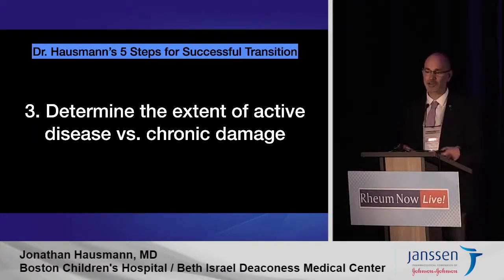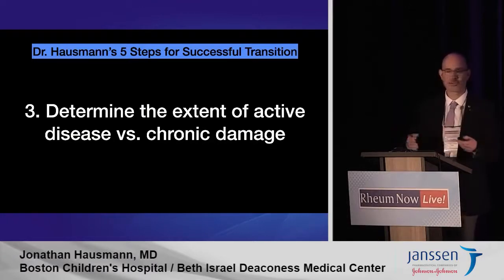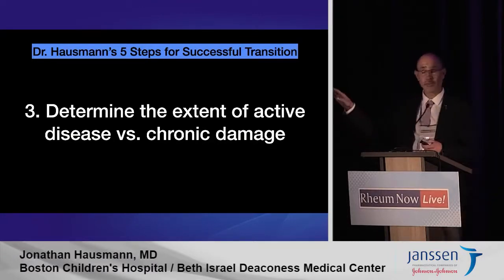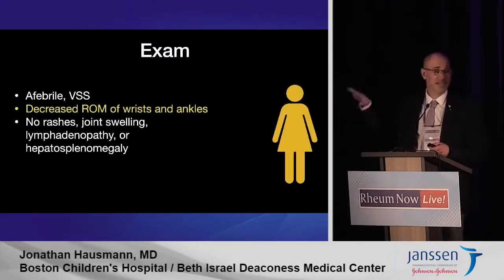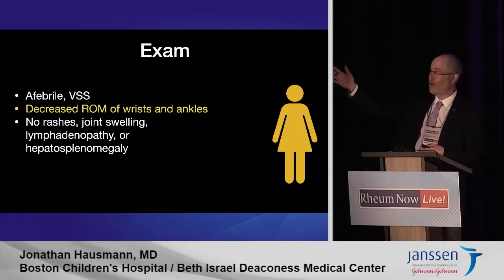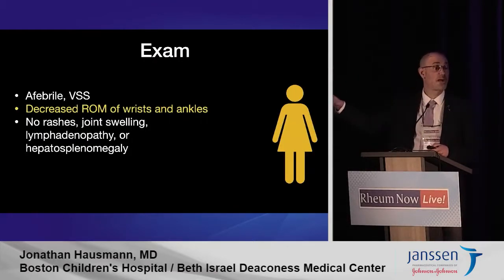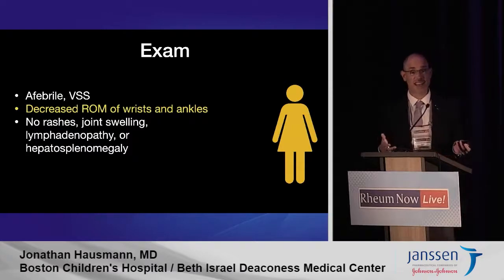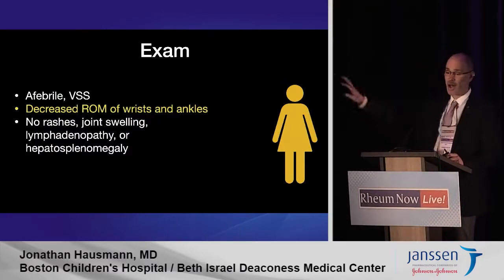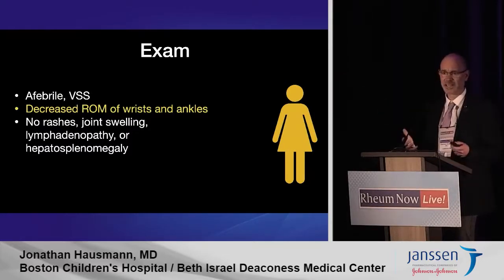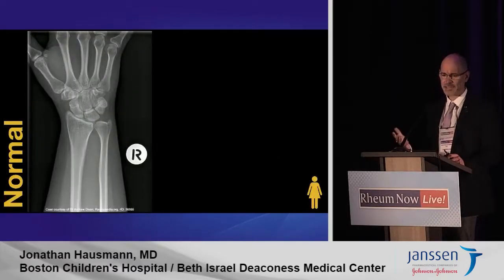So the next step is to determine the extent of active disease versus chronic damage. Remember, by the time that I saw my patient, she's 24 and has had arthritis for 20 years. So does she have active disease? Does she have chronic damage? On her exam, she was afebrile. She had decreased range of motion of the wrists and ankles, but really didn't have any joint swelling that I could appreciate. And then I got some baseline x-rays.